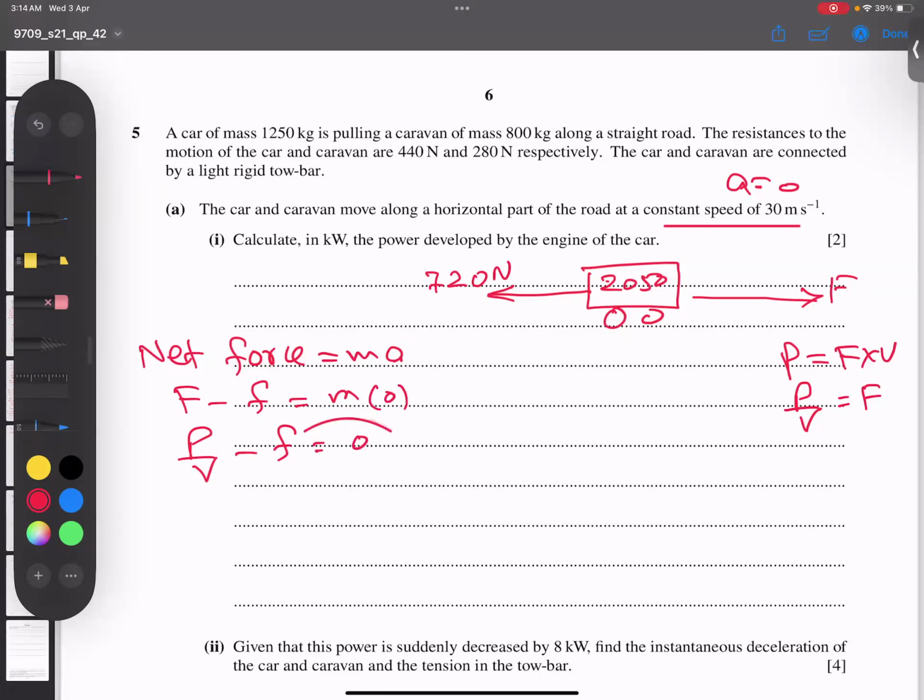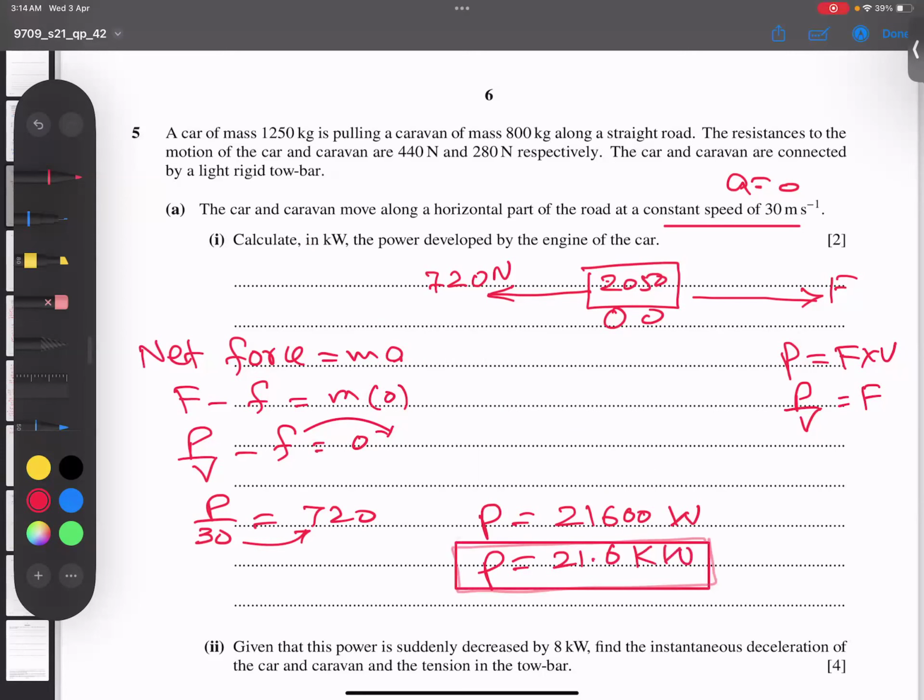So bring friction to this side: power by V, where V is 30, and friction force is 720. So this multiplies there, and we get our answer. If you multiply, it becomes 21600 watt. And he asks us to convert into kilowatt. So divide by 1000, 3 jumps, so 21.6 kilowatt. So the first part is done.